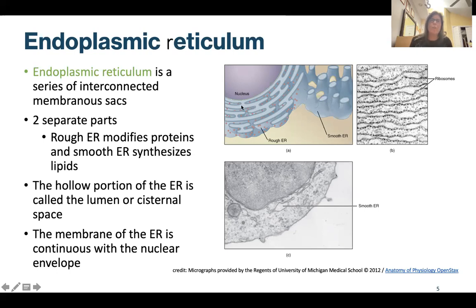The inner portion of the ER is referred to as the lumen. You can see that the endoplasmic reticulum grows right out of the nuclear membrane. So they're not just connected, it's kind of an outgrowth. And you can see it with these different types of electron microscope pictures.